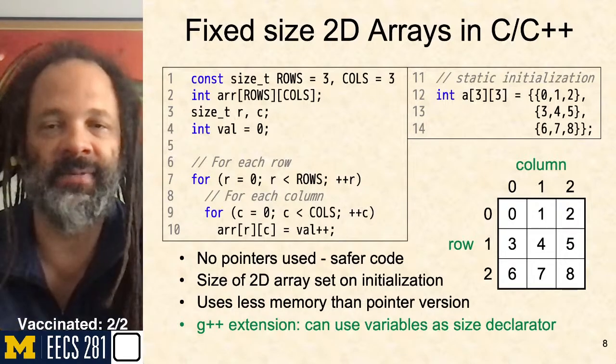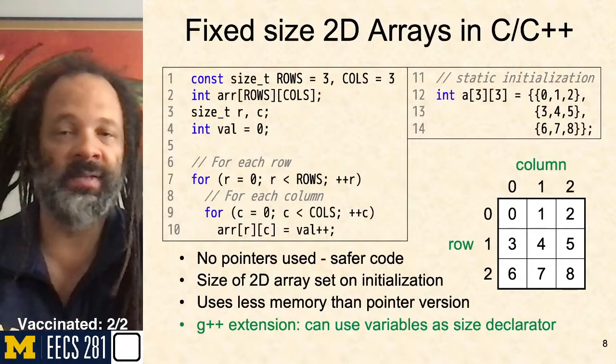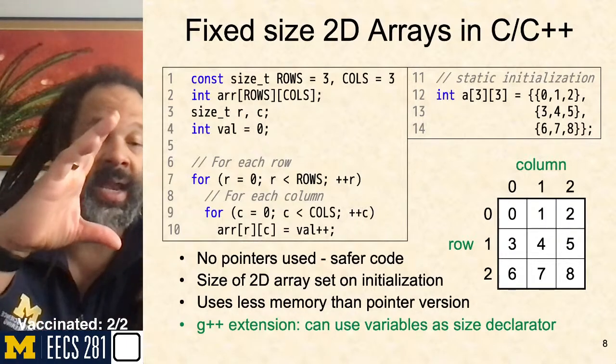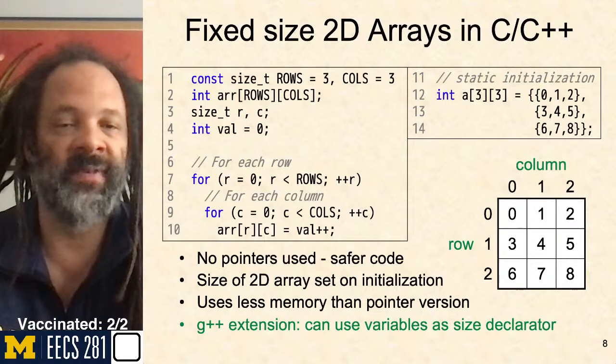I got a size T for helping me cruise around there, my R and C, and then some value 0 that I'm going to use just to fill this. So all this piece of code here does from 1 to 10 is just fill that 3D array over there with the values as seen.